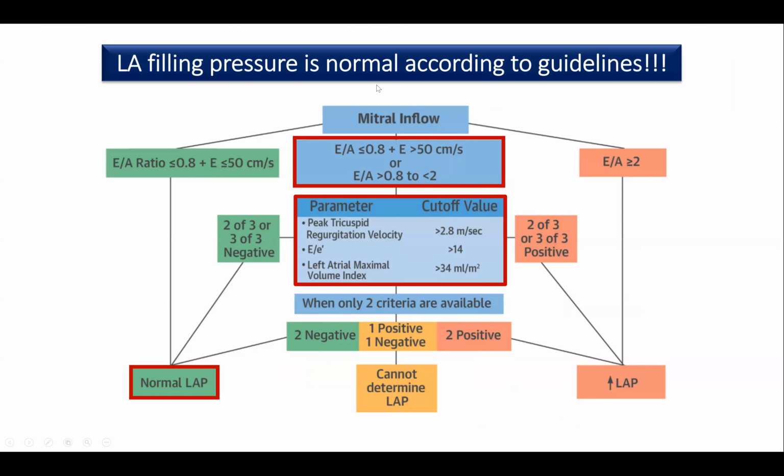So we're here, as I told you, in the middle here because of the E to A ratio. And then only two of our 3 parameters here are normal. The TR velocity is normal and the E/e' ratio is normal. So the left atrial pressure, according to the guidelines, is normal. I believe you would agree with me that 2 of our 3 parameters are normal. Therefore, the LA pressure is normal according to the guidelines.